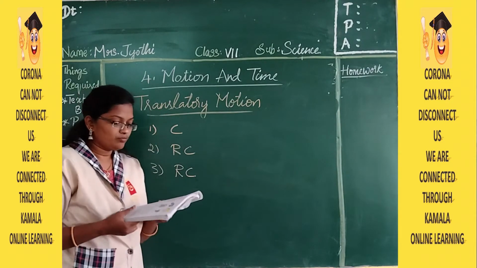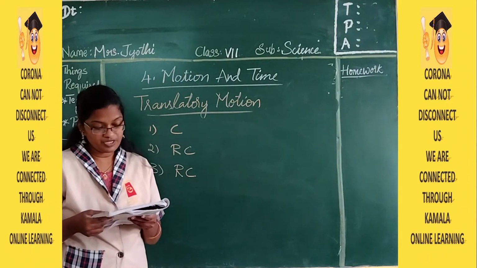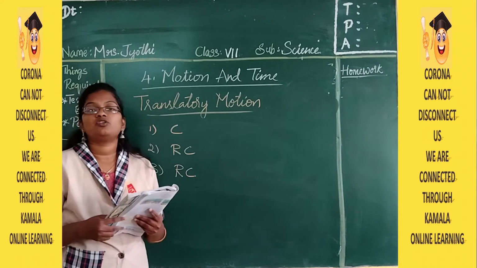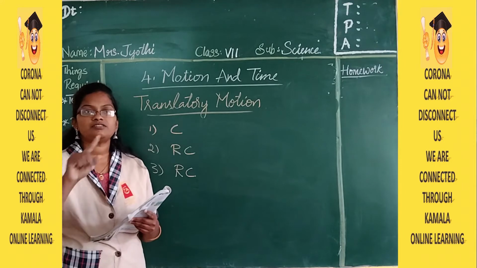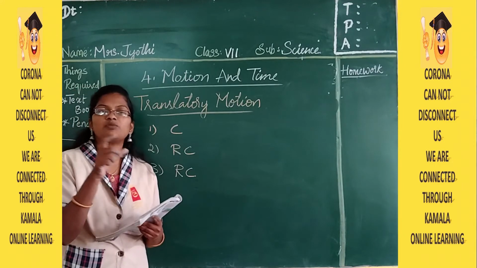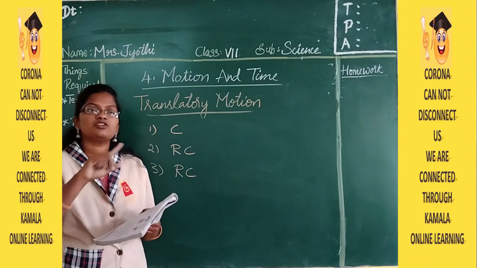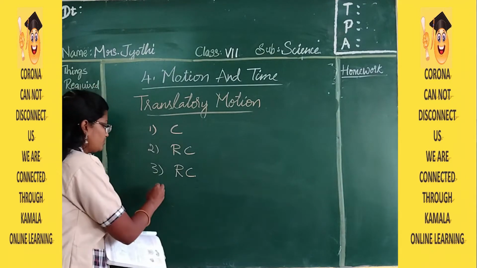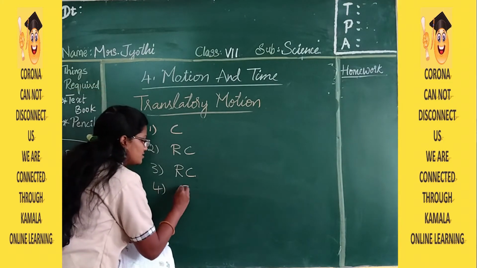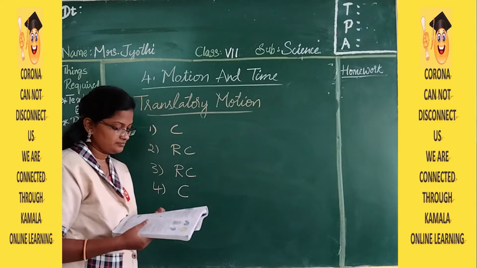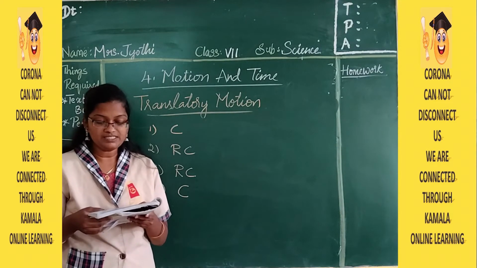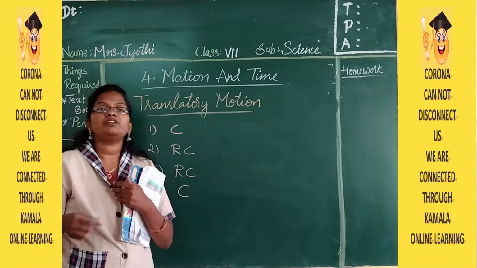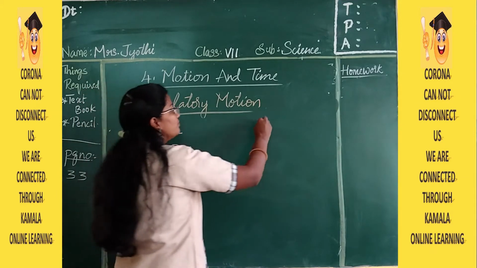Then the fourth one, movement of a needle in the speedometer of a car. How will the movement of the needle be in a speedometer? That is, we say now 50 km speed and 30 km speed. So it is in a curved line. So it is C. Then the fifth one, movement of a bus on a hill station road. Whenever there is a hill station road, the road will be like this.